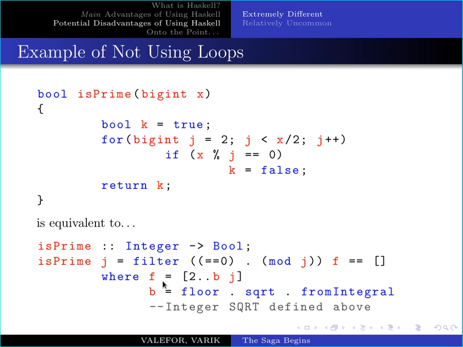Whereas here, Foxtrot contains a list of the integers between 2 and the integer square root of Juliet, where Juliet is in this case the input of isPrime.